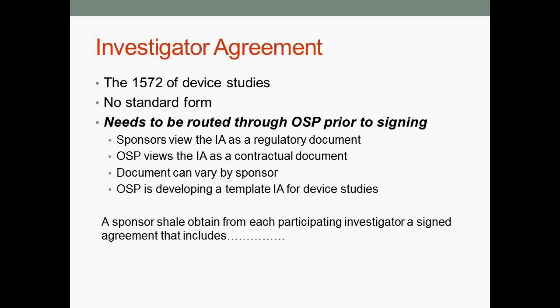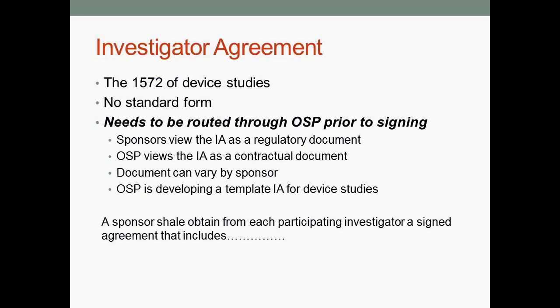For companies or sponsors, and a lot of times the sites, they see the investigator agreement as a regulatory document. However, that document can vary from sponsor to sponsor, from investigator or site. So at the university here, OSP actually sees the investigator agreement as a contractual document as well. So although this is going to be a document that comes through your regulatory office, you have to also be aware that it's a contractual document. And it really is because they're not standard. They don't have the same language.